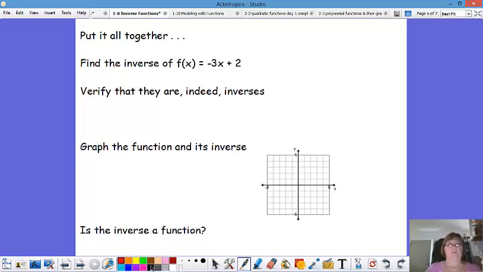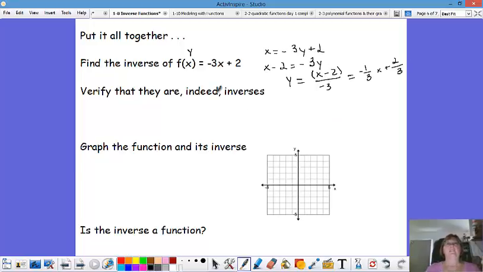All right, let's see if we can put it all together here. We want to find the inverse of f of x equals negative 3x plus 2. According to the thing, we switch x with y, so we're going to think x equals negative 3y plus 2. We're going to work backwards to get that y by itself, so we subtract 2, x minus 2 equals negative 3y, divide by negative 3, and I'm going to move the y to the other side. y will equal the quantity x minus 2 over negative 3. Or you could rewrite that as negative 1/3 x plus 2/3.